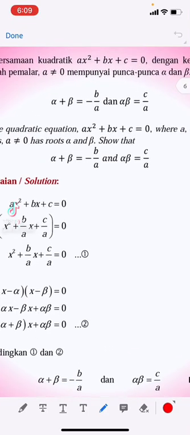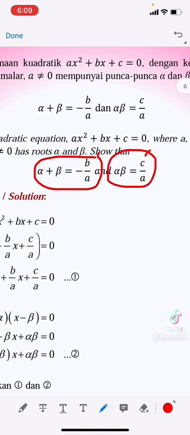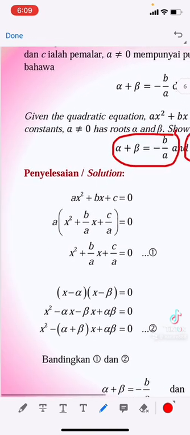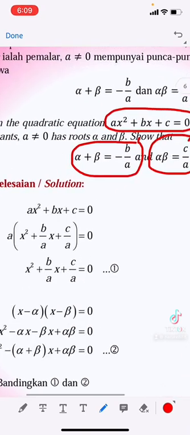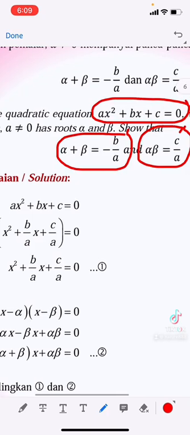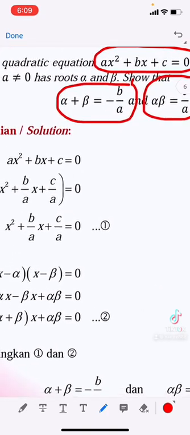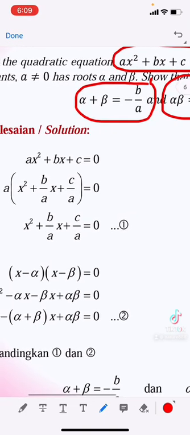For your information, these two formulas will not be given in the exam, so you should know how to prove them. Let's say you are given the quadratic equation. We always have to start with the general form first, where a, b, c are constants and a is not equal to 0, which has roots alpha and beta. We want to show that the sum of the roots is negative b over a, and the product of the roots, alpha beta, is c over a.